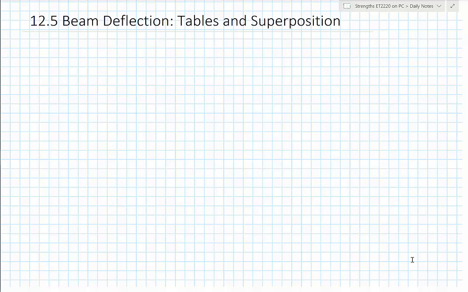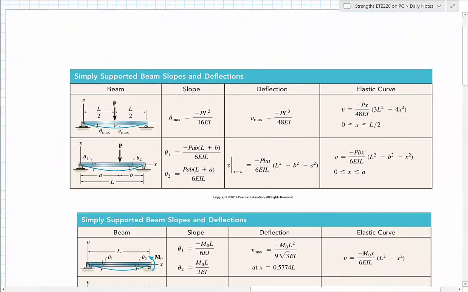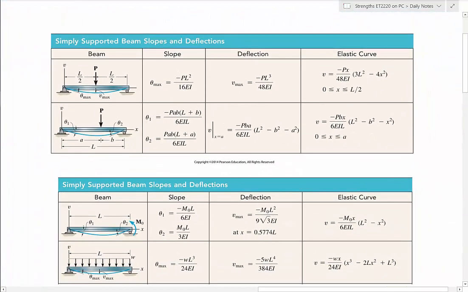Let's continue our conversation on beam deflection. And in this video, what we're going to look at is, instead of developing an equation for the elastic curve, because there's a lot of common loading scenarios, we can just look it up in a table. So these are the tables we're going to be concerned with today, and these are found in the Hibbeler textbook or in Blackboard under the textbook images folder.